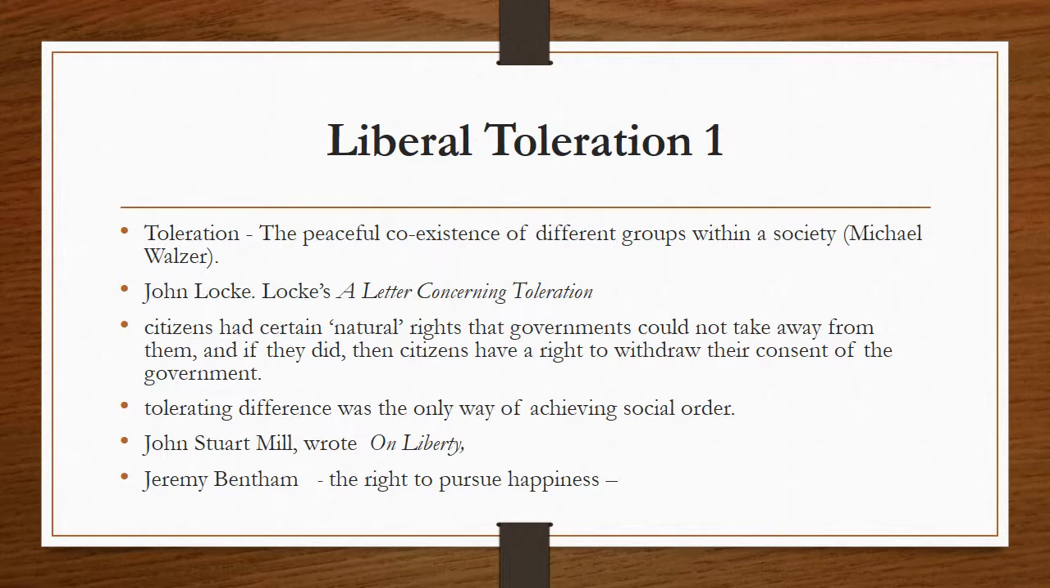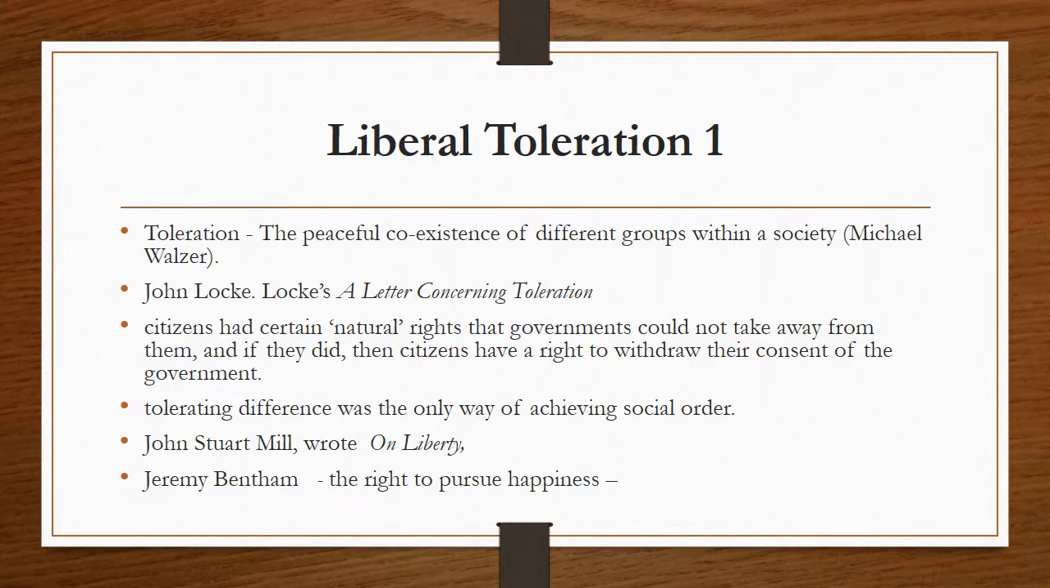Locke argued that tolerating difference was the only way of achieving social order, but this early form of liberal toleration tends to convey negative feelings towards that which is being tolerated. So, early views on toleration reflected a resigned acceptance of difference, born of exhaustion from groups trying to kill each other.